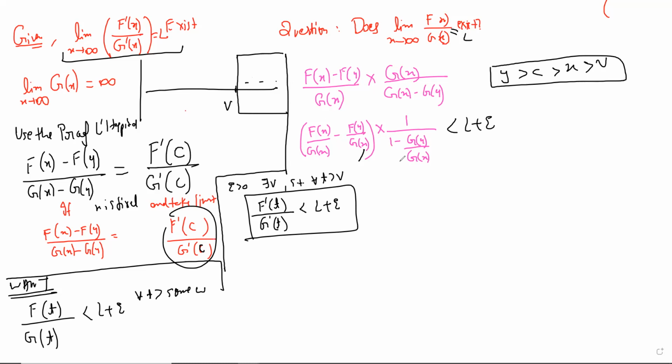Now we want to use this somehow to show that f x by g x is also less than L plus epsilon. Remember this is true for all x and y bigger than v. Is that okay? Everybody's okay with this? For all x and y bigger than v, this is true. Any y, any x.